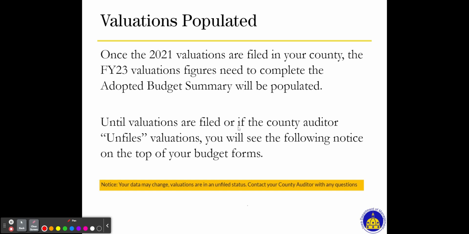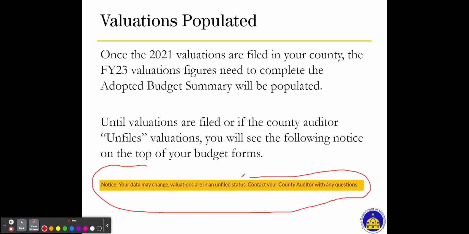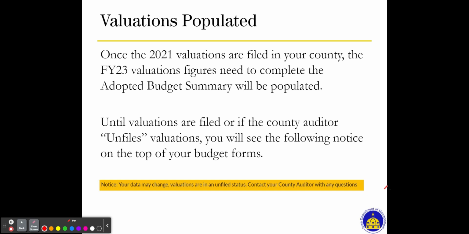Until valuations are filed, though, or if the county auditor unfiles value, you're going to see this notice at the top. You'll see this one right here. The reason is to give you a warning that either there's no valuation in there, so you can enter your expenditures and other sources of revenue, but you can't calculate your property tax rate. Or if your county auditor has filed value but you're seeing this notification, it's because your county auditor is in there working again and maybe making changes to the value. So just be aware.